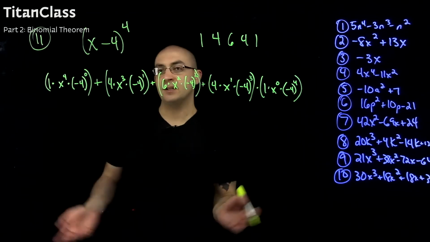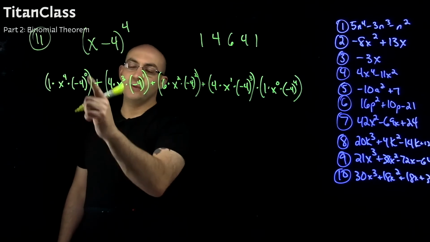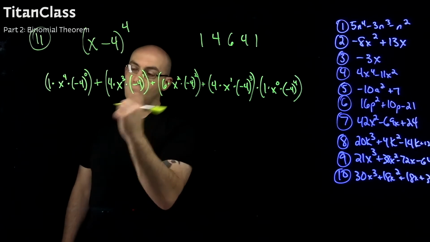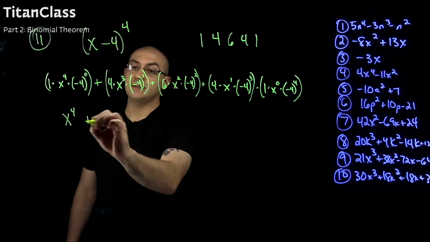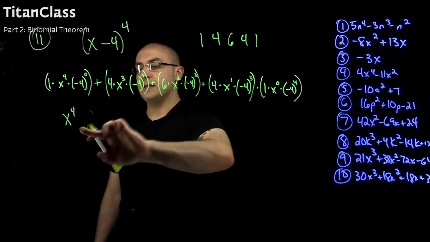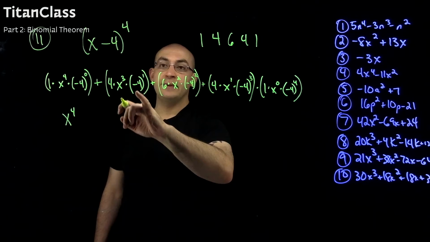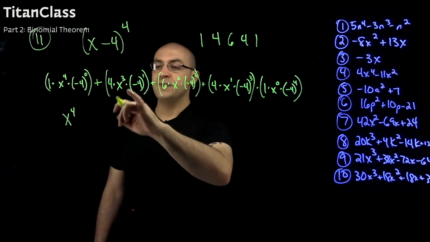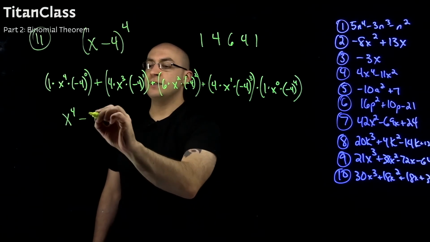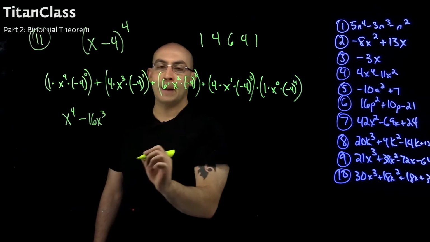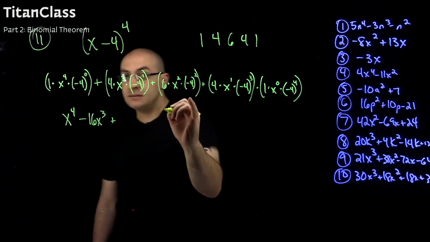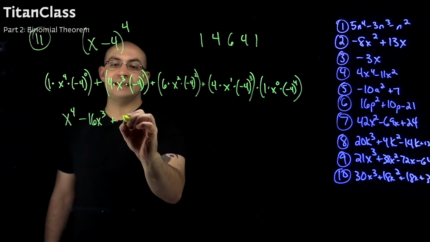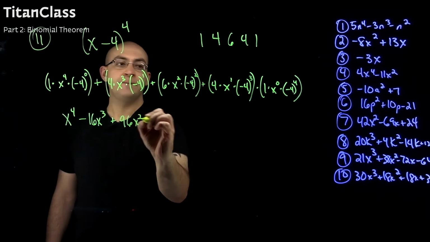Now we're just going to simplify all these things. The -4 to the 0, anything to the 0 power is just 1, so it cancels essentially. So this just becomes x to the 4th. Plus, actually, it's not a plus. So this is going to be a -4 to the first power, which is -4. -4 times 4 is -16, so this is going to be a -16x to the 3rd. All right. Next, this will be a plus. So -4 squared is 16. And 16 times 6 is 96. Don't forget the x squared.